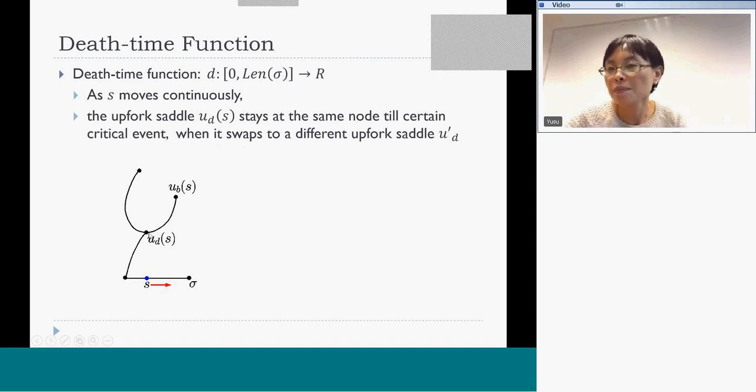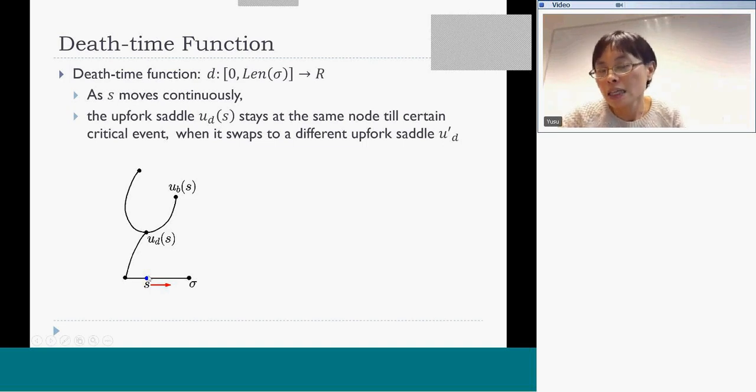Remember, the death time corresponds to a saddle point, because that's where one component merges with another component in the super level set. Now, you can actually see that the saddle point is necessarily a graph node in the input topological graph. And as the point S moves, the saddle point could remain the same node.